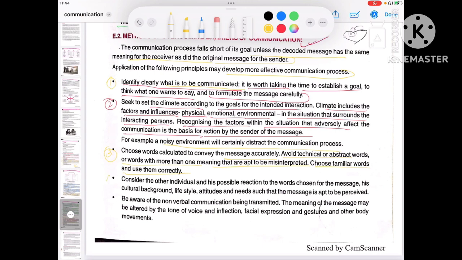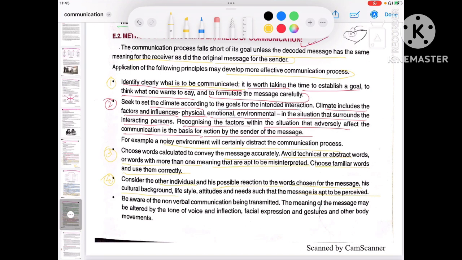And this fourth one is: consider the other individual and his possible reaction to the words, and choose them for the message according to his cultural background, lifestyle, attitudes and needs, such that the message is apt to be perceived. If they understand, they will show that yes, I understood, or they will give the feedback, according to cultural background, lifestyle and attitude.